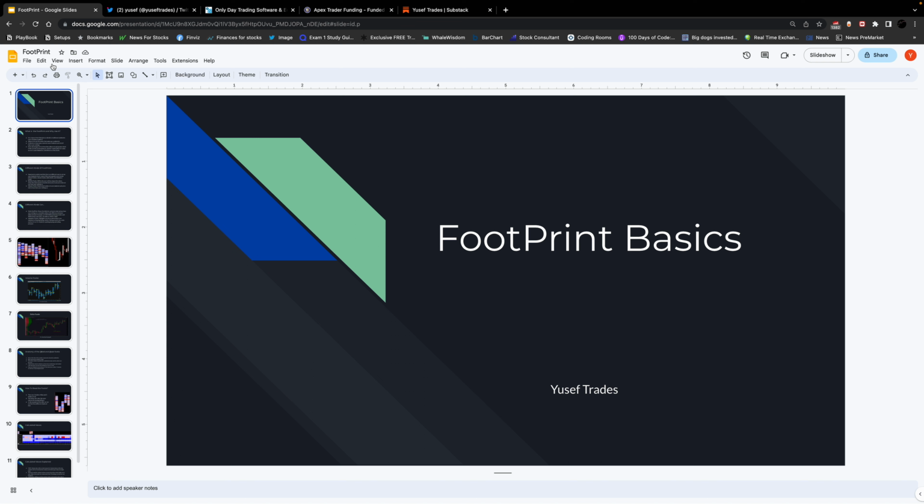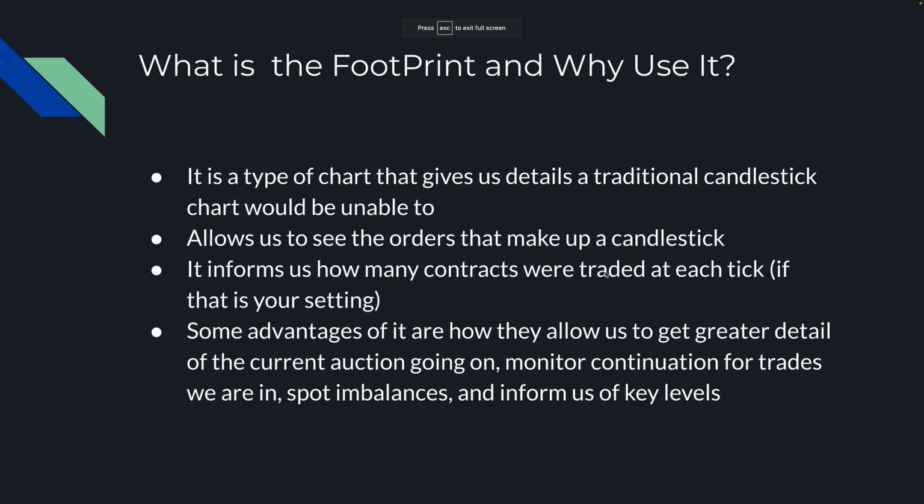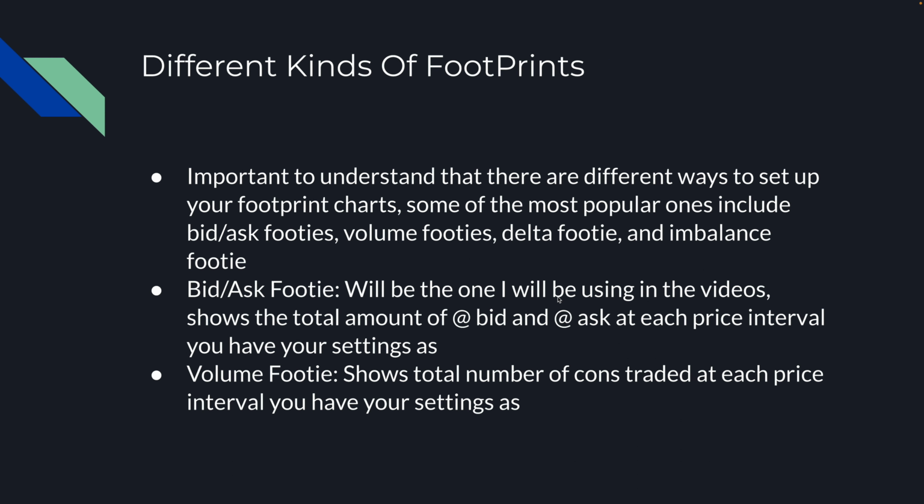Now that that's out of the way, we can go ahead and get into the basics of the footprint. So what is the footprint and why do we use it? It is a type of chart that gives us details a traditional candlestick chart would not be able to. It allows us to see the orders that make up a candlestick. It informs us of how many contracts are traded at each tick, if that is your setting. Some advantages of it are how it allows us to get greater detail of the current auction going on, monitor continuations for trades, spot imbalances, and inform us of key levels.